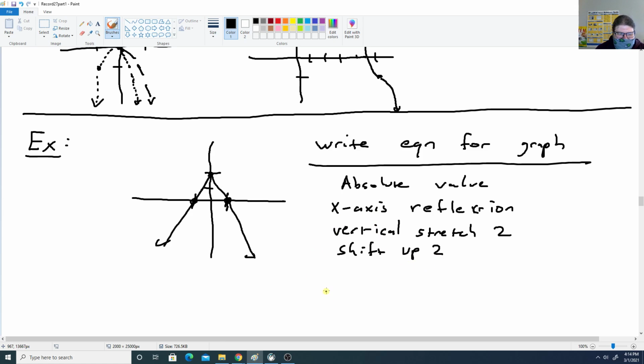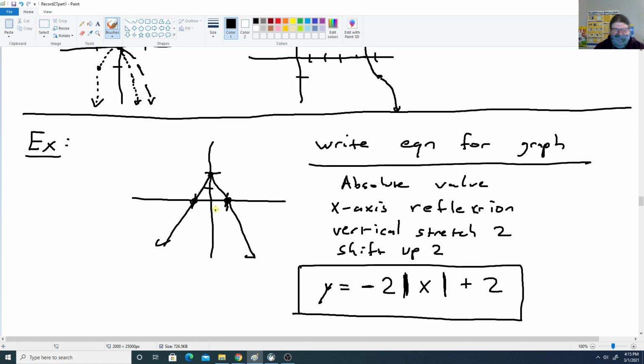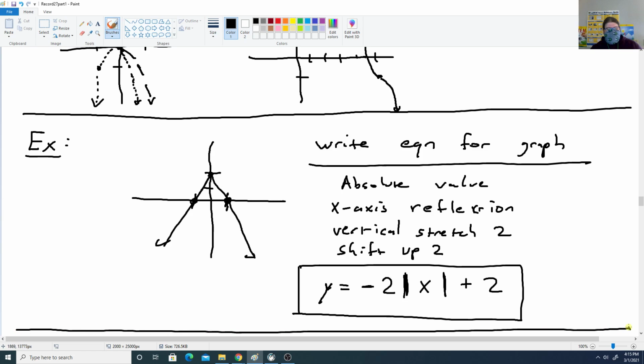So we have to put this all together. We'll say, okay, the equation will be y equals, x-axis reflection says there's a negative outside of the absolute value. Vertical stretch by 2 is also outside of the absolute value. And the shift up by 2 would be adding 2 outside. So this right here would be my equation corresponding to this graph. So this is kind of working in reverse, where you start with the graph and work your way backwards until you get the equation.